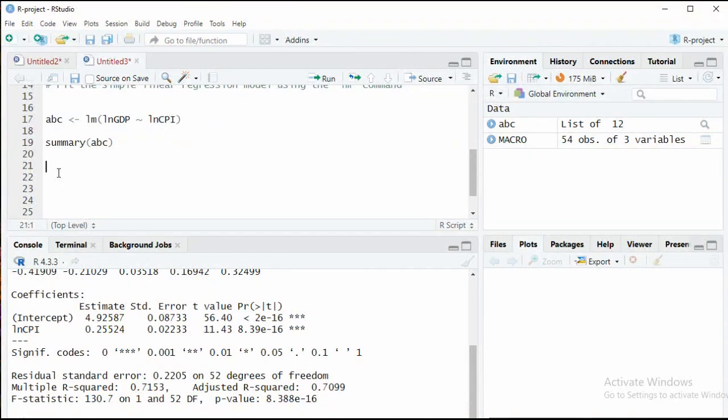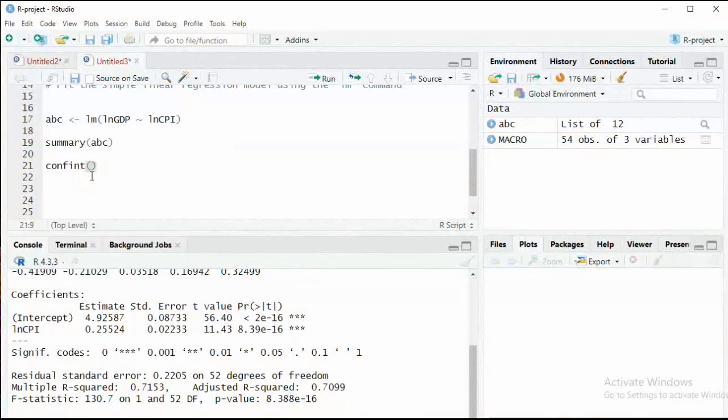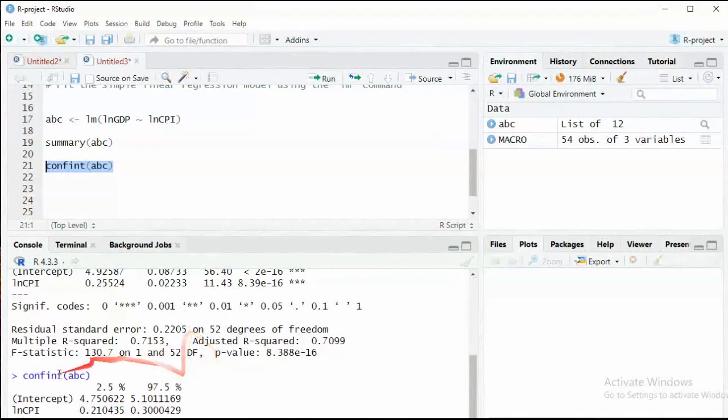And also importantly, you can generate the confidence interval associated with our model using this command, that is confint, in the bracket the object for our results, that is ABC. So you can see here the confidence intervals associated with the intercept and the slope parameter. Both are given at the lower bound of 2.5% and the upper bound of 97.5%.